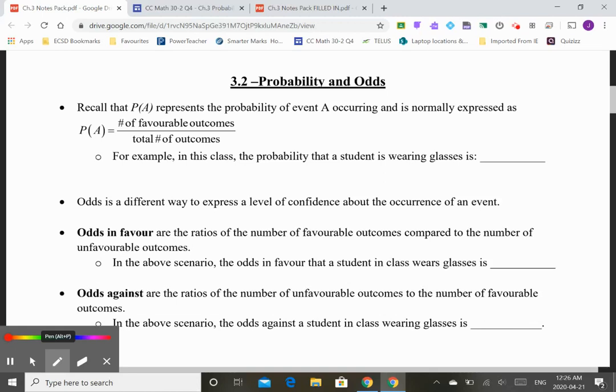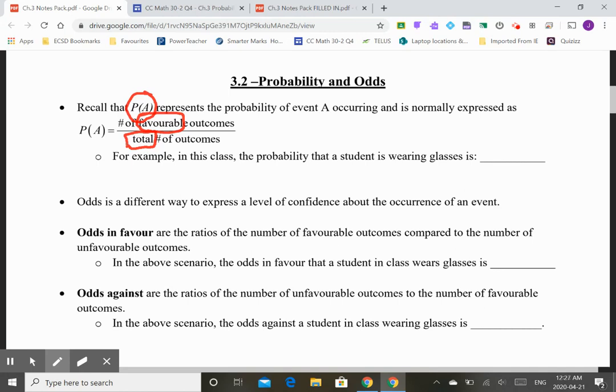In section 3.2, we are looking at the relationship between probability and odds. You'll recall from the last section that probability calculates the chance of an event occurring. You'll also recall that this notation, P(A), represents the probability of event A occurring. And that probability is normally expressed as a fraction, where the numerator represents the number of favorable outcomes and the denominator represents the total number of outcomes.